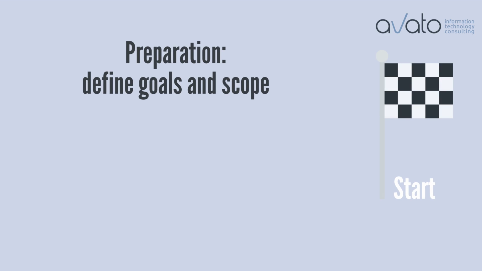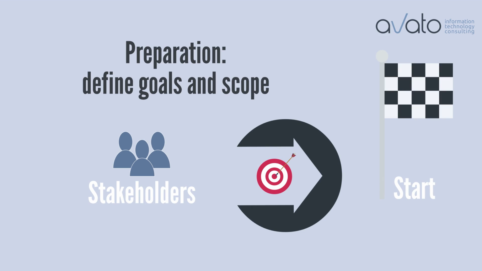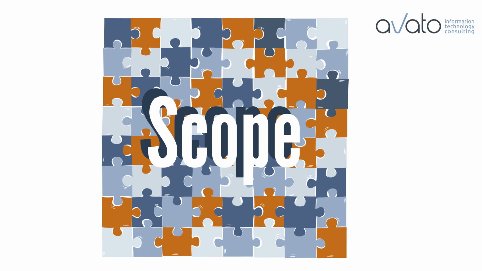Before the start, the involved stakeholders have defined the goals and scope. Now, the information managers know exactly which pieces of information have to be created.